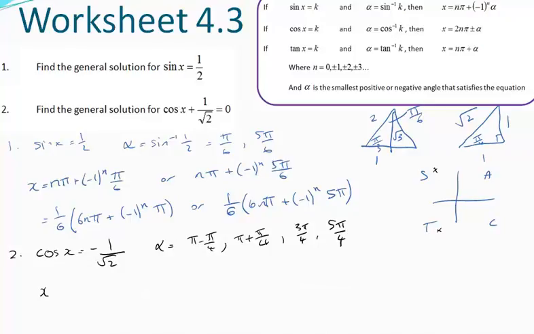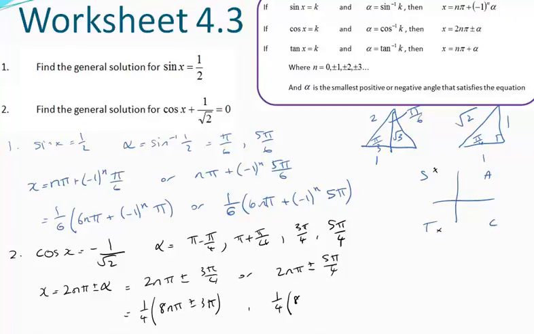Now using our formula, x equals 2n pi plus or minus alpha. In our first case, we're going to have 2n pi plus or minus 3 pi on 4. In our second case, 2n pi plus or minus 5 pi on 4. We're going to again take our fraction out the front, so we have 1 quarter out the front. So 2 pi becomes 8 pi on 4 plus or minus 3 pi. And again a quarter out the front, 8n pi plus or minus 5 pi.